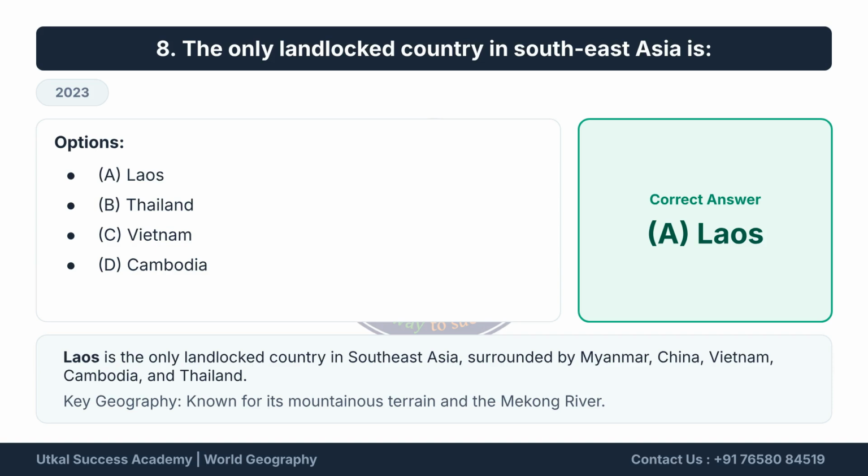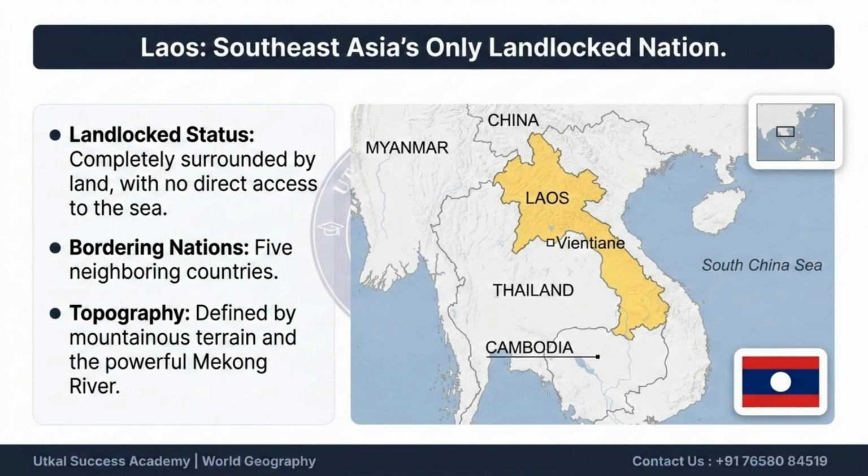Next, the only landlocked country in Southeast Asia is Laos. This question was featured in the 2023 exam. Laos is bordered by Myanmar, China, Vietnam, Cambodia, and Thailand. Its geography is characterized by mountainous terrain and the Mekong River. The map shows Laos surrounded by its neighbors, highlighting why it is landlocked, a key geographical distinction in the region.